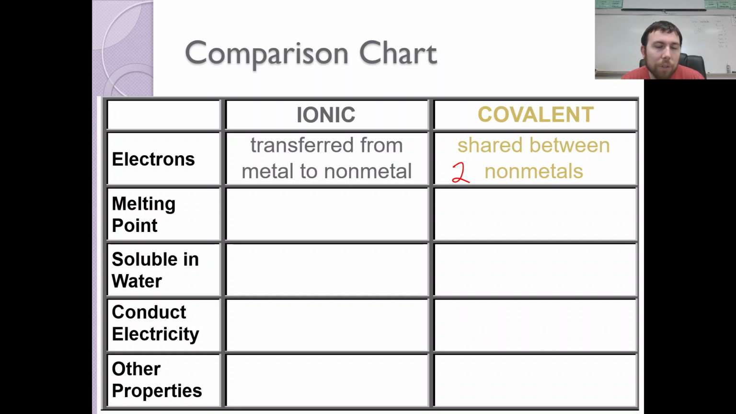Now, melting points, as a physical property: ionic substances have a very high melting point. Typically, it's above 1,000 degrees Celsius. Some can be lower, but a lot of them have higher melting points than usual. Covalent compounds have relatively low melting points. Think about water, for example. It melts at 32 degrees Fahrenheit, 0 degrees Celsius, so relatively low.